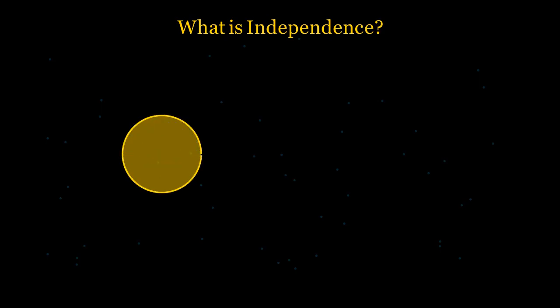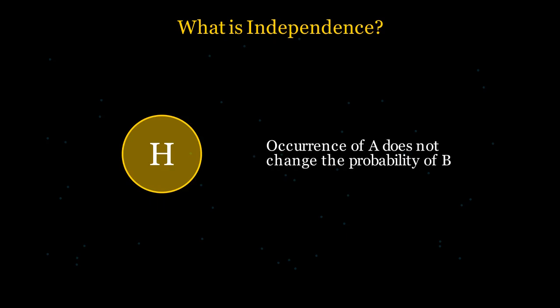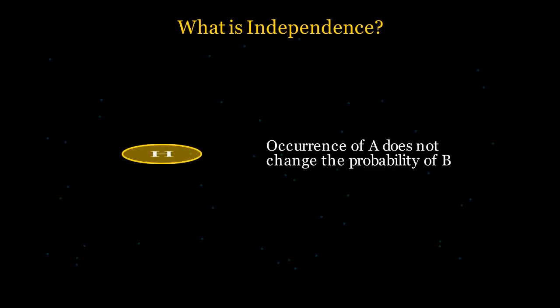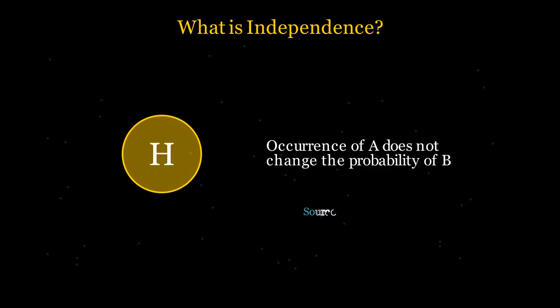To understand independence, we first need a definition. Two events, A and B, are considered independent if the occurrence of one does not change the probability of the other occurring. Think of a coin toss. If you flip heads now, the probability of flipping heads again remains exactly 50%. The coin has no memory. According to John E. Fraun's mathematical statistics, this lack of influence is what defines the relationship.